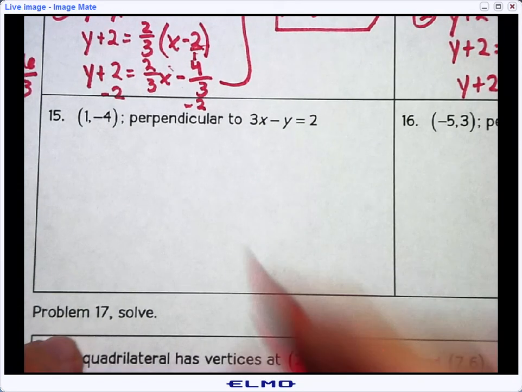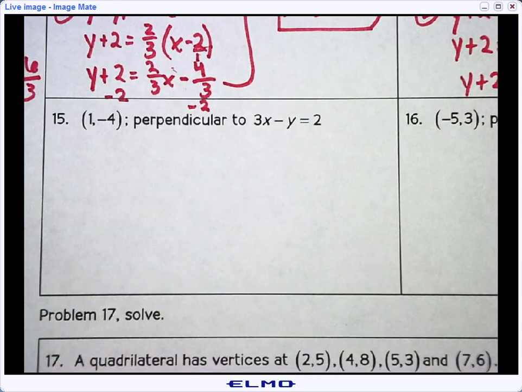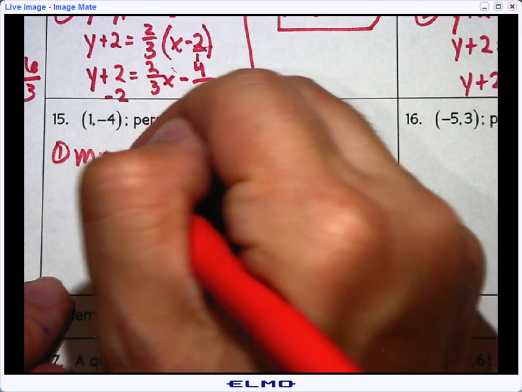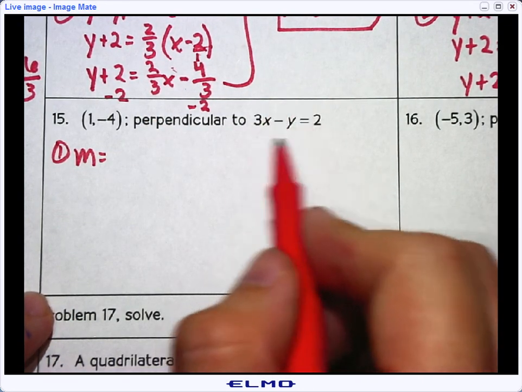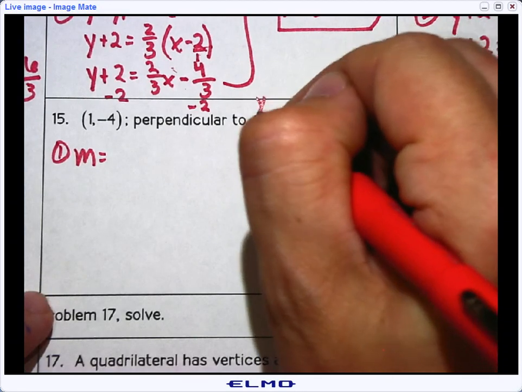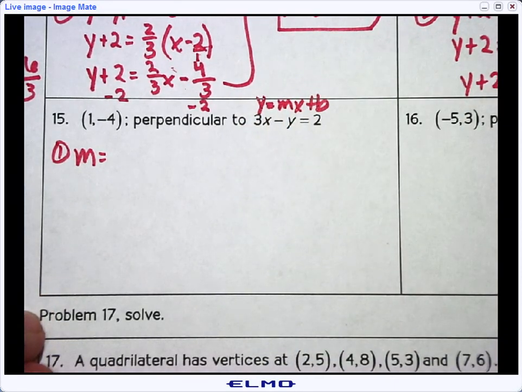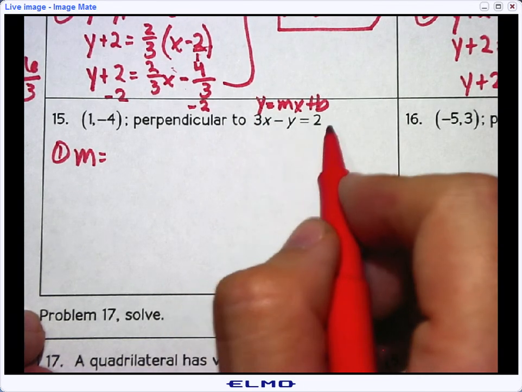All right, number 15, only thing different is that now my lines have to be perpendicular. So remember, if two lines are perpendicular, their slopes are opposite and flipped. So just like before, the first thing I've got to do is figure out what slope I should be using. I'm going to determine that using this equation, but once again, it's in the wrong form. So I need to put it in the form y equals mx plus b. So first step, subtract that 3x from both sides.